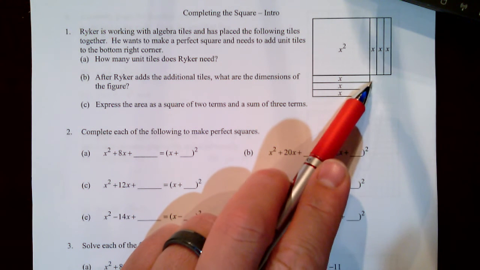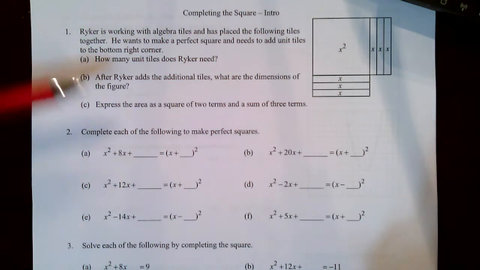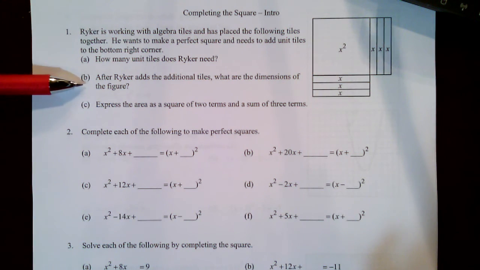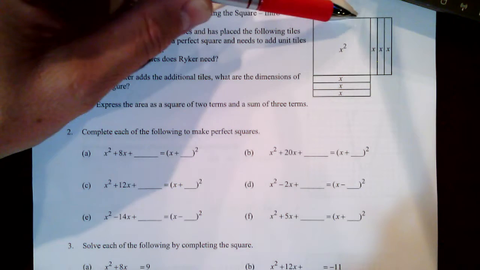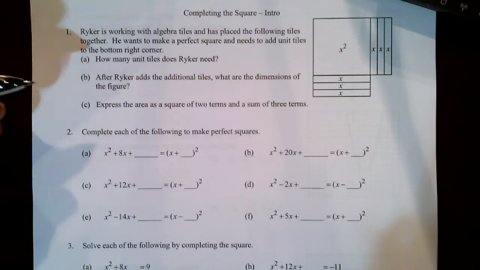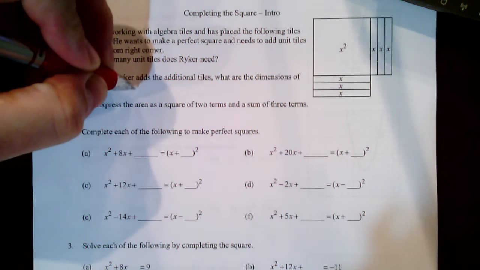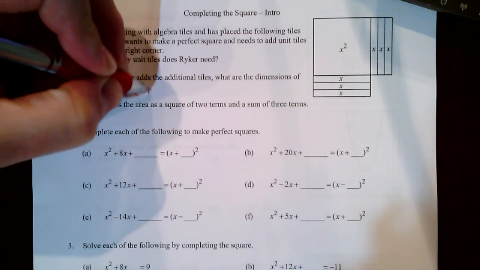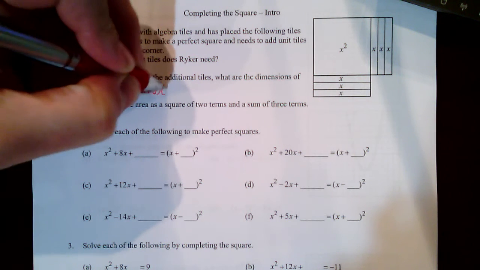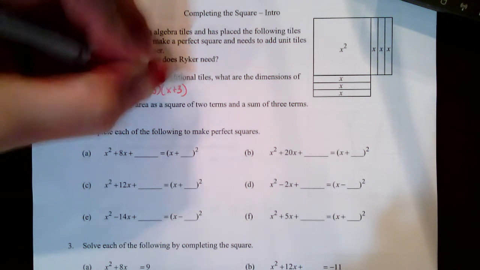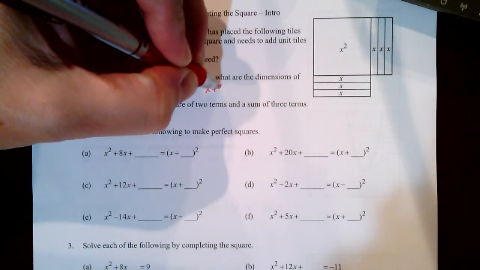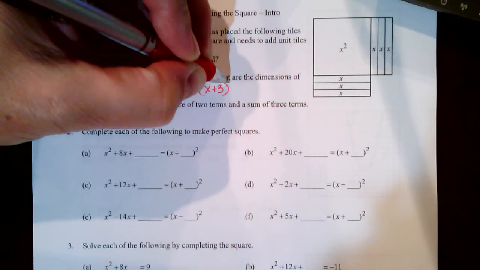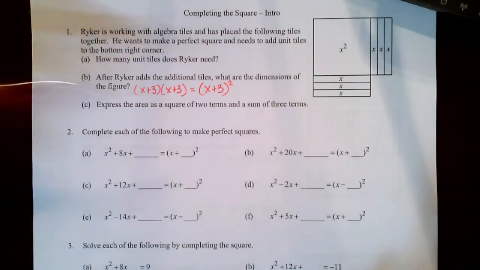Okay, I think you'll see 3 by 3 is going to end up needing 9 tiles. So after he adds the 9 tiles, what are the dimensions of the figure? So remember, this is x plus 3, and that'll be x plus 3. So the dimensions of the figure are going to be x plus 3 times x plus 3, which is going to give you x plus 3 quantity squared. So that's a perfect square.